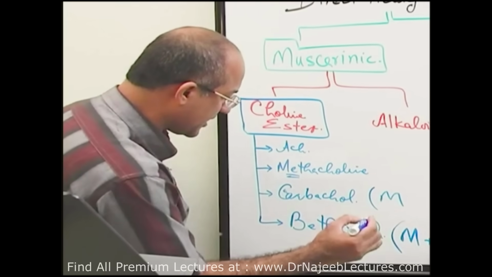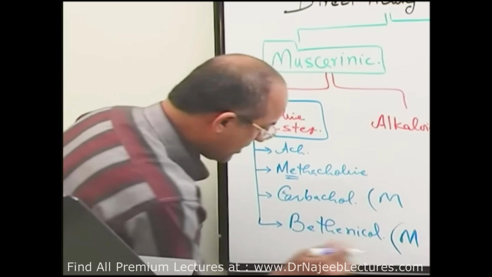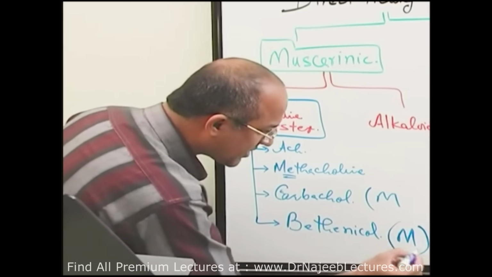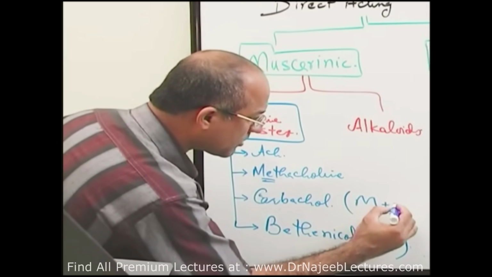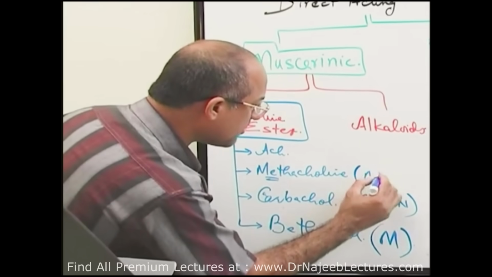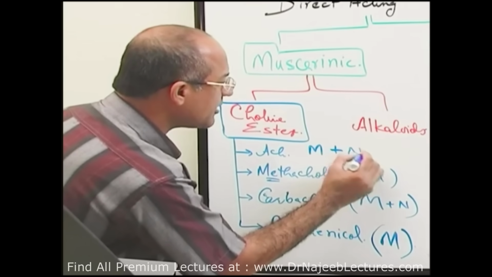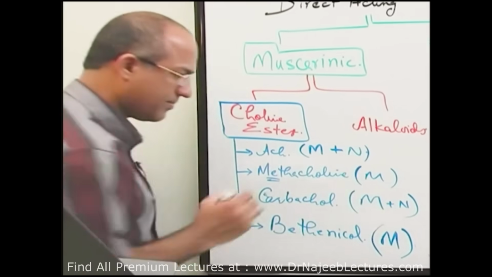Carbachol is mainly on muscarinic. Sorry, let's do a little correction. Bethanechol is mainly muscarinic. Carbachol is muscarinic with little nicotinic. Methacholine is mainly muscarinic. Acetylcholine is muscarinic plus nicotinic. There is no doubt about it. Is that right?